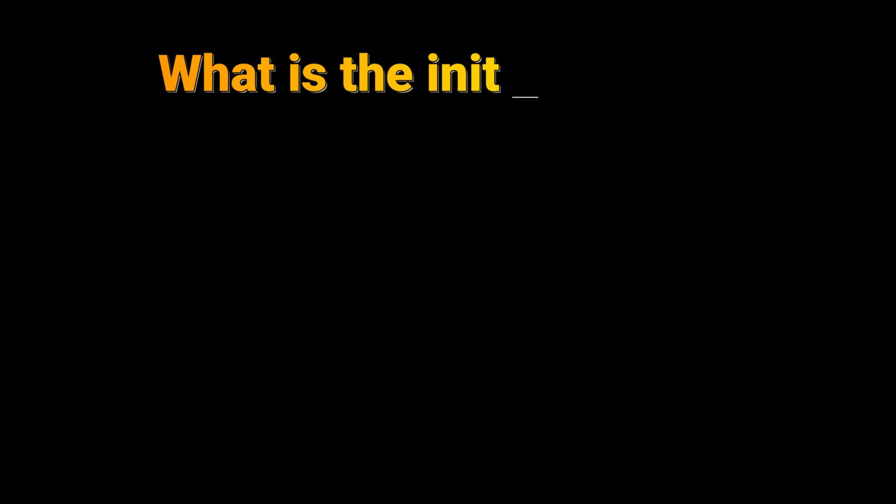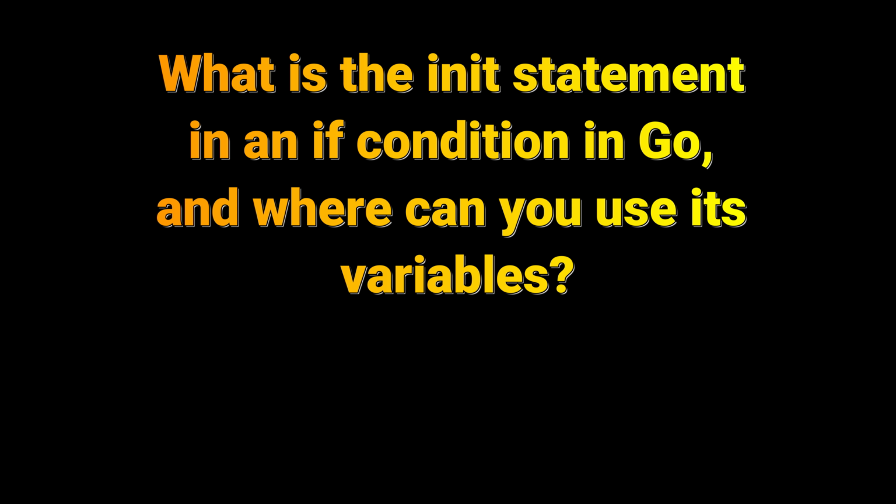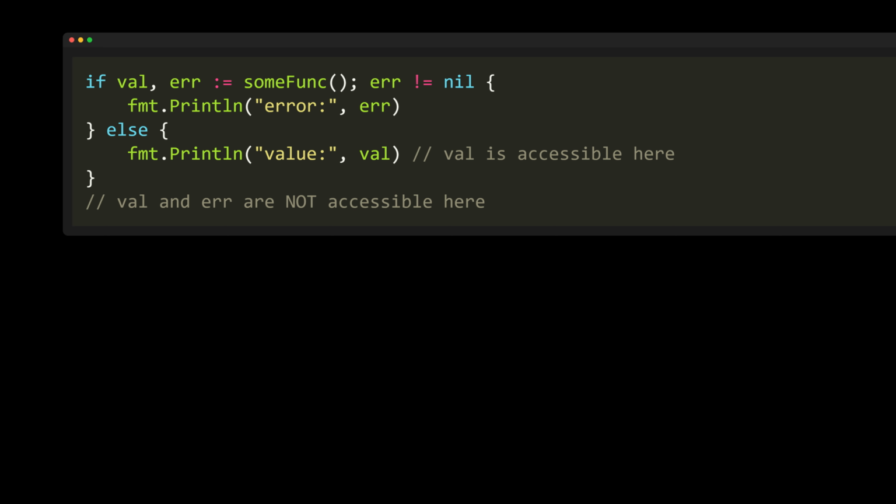Control flow in Go. Question: what is the init statement in an if condition in Go, and where can you use its variables? In Go, you can put a short initialization statement before the condition in an if statement. You separate them with a semicolon. Any variable you create in this init statement is only available inside the whole if and else chain. You cannot use it outside of the if or else blocks.